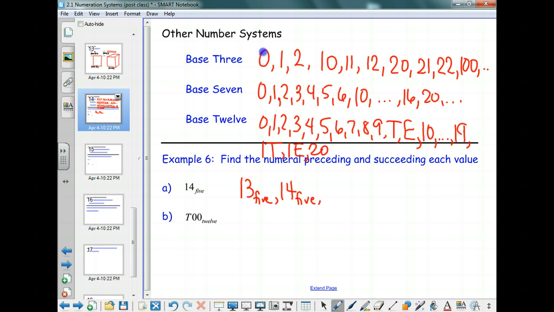Okay, so 2, 0, right? So it can't be 1, 5 because why? There are no 5s in base 5, which means that the 4 is as high as you can go in the 1's place. So it needs to turn into a 0, and the 1 in the 10's place, in this case the 5's place, needs to increase. So the 4 becomes a 0, and the 1 here becomes a 2. So the number after it is the number 2, 0, base 5.